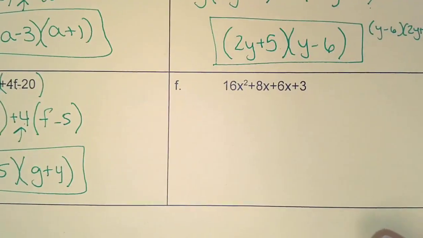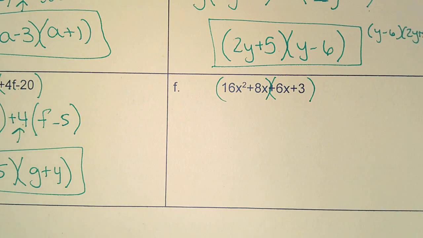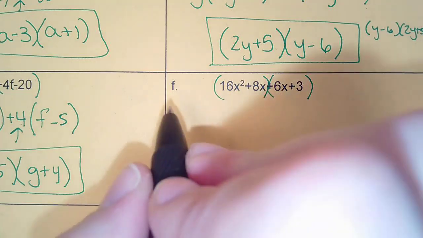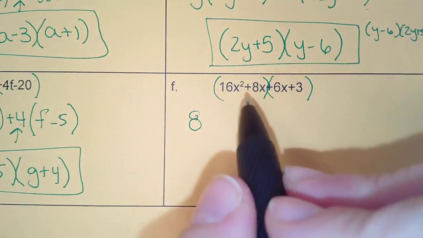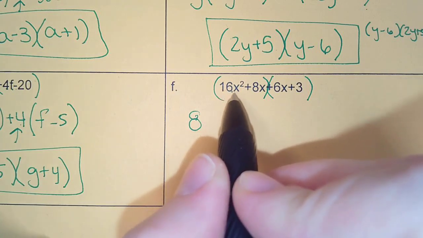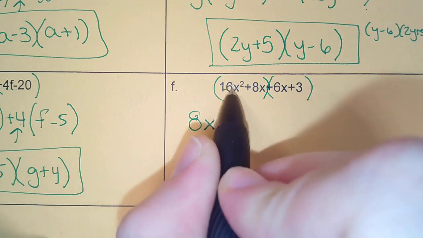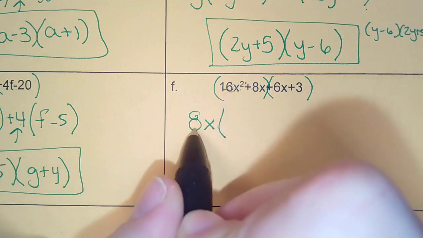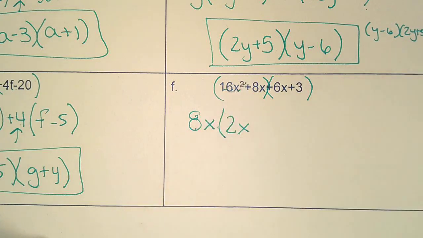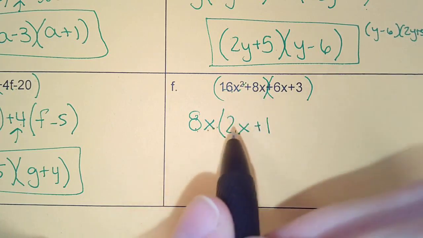Last one. Split them up, first two, last two. 16 and 8, those are both divisible by 8. Oh, sorry, I can take out an x from both of those. So 16x squared divided by 8x. 16 divided by 8 is 2. X squared divided by x is x. 8 divided by 8 is 1. X divided by x, cancel.